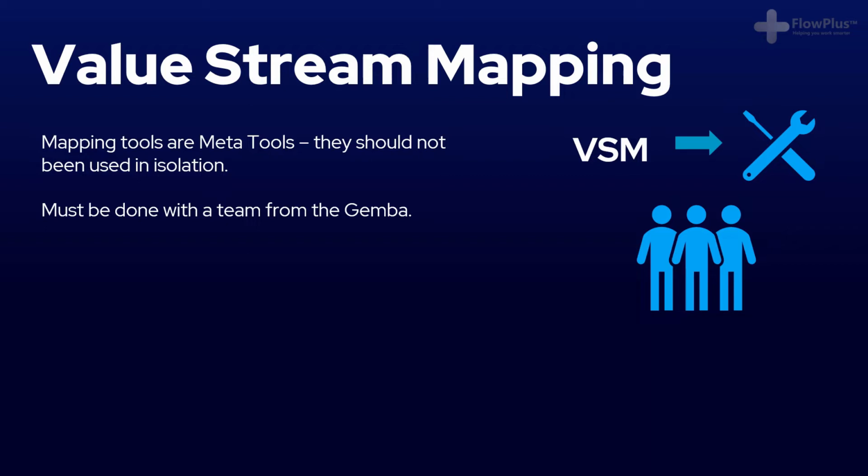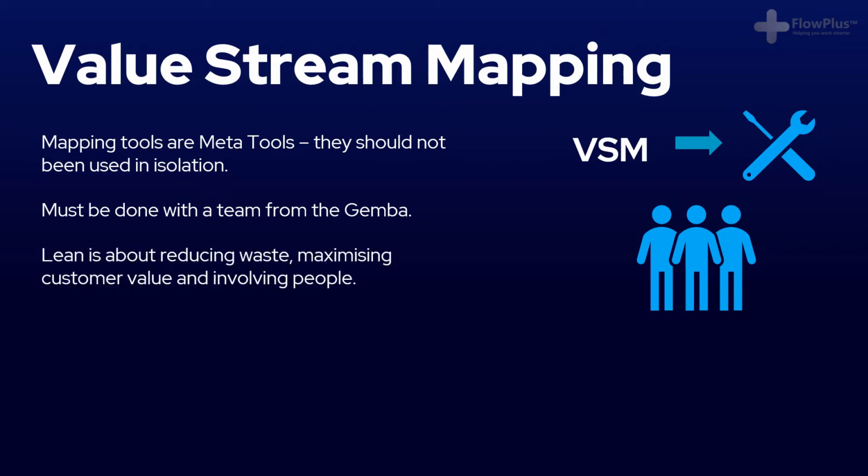Let's work with a team, use real data from the Gemba, and seek to truly understand how things are currently operating. Remember back to our first module, Lean is about reducing waste, maximizing customer value, and involving people. And if you've made an impact on each of these every day, then you're going in the right direction on your Lean journey.